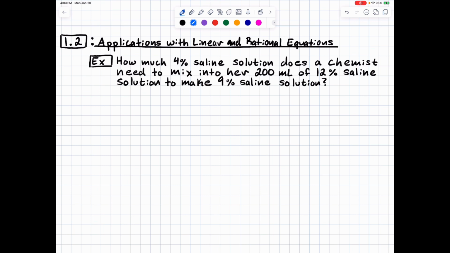Okay? So, our first example is, how much 4% saline solution does a chemist need to mix into her 200 milliliters of 12% saline solution to make a 9% saline solution?